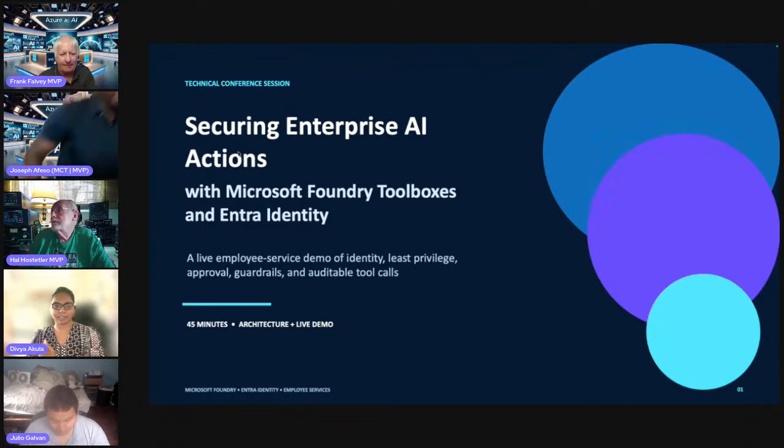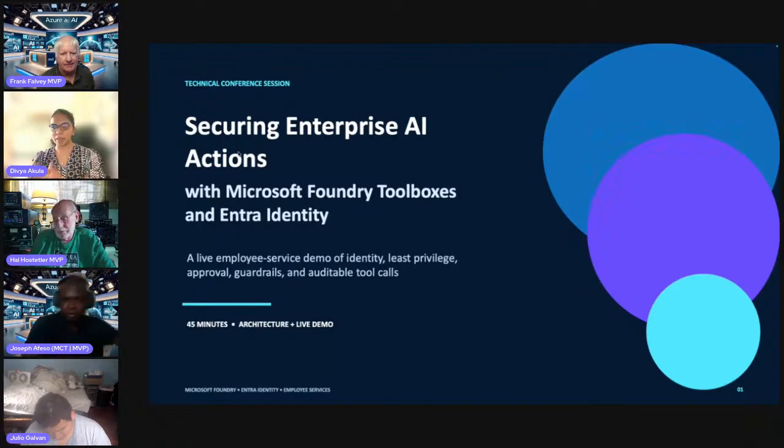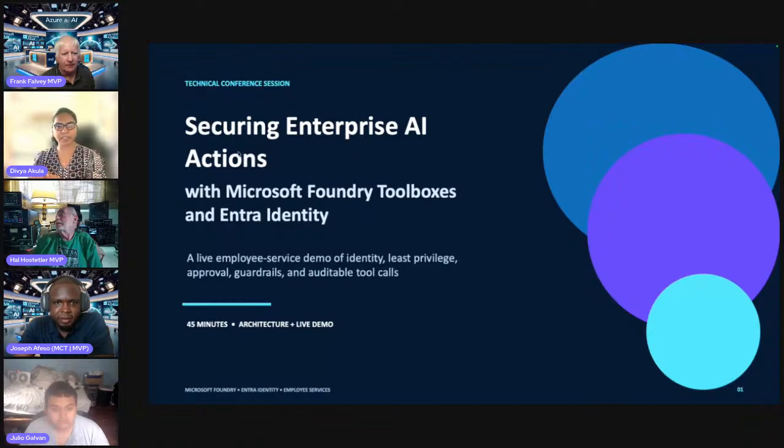So, thanks, Frank. Today my topic is about securing enterprise AI actions, which is nothing but we will be using Foundry agent, and we'll see how we are going to secure with Entra identity and all the tools applicable. For example, we will see how to use the least privilege rules, approvals, guardrails, and also app rules. And we will bring an MCP server today and try to connect with Foundry agent with Entra authentication.